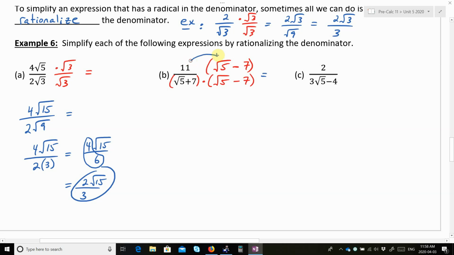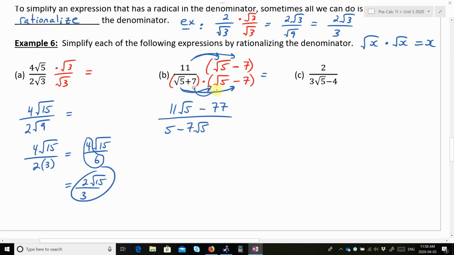Okay, so then on the top we have 11 times root 5, and 11 times negative 7 is minus 77. And on the bottom, root 5 times root 5 is 5. I'm now going to enact the little property that the square root of x times the square root of x just gives us x itself. And notice this, root 5 times negative 7 is minus 7 root 5. And then 7 times root 5 is positive 7 root 5, and those are going to cancel. And then 7 times negative 7 is minus 49.